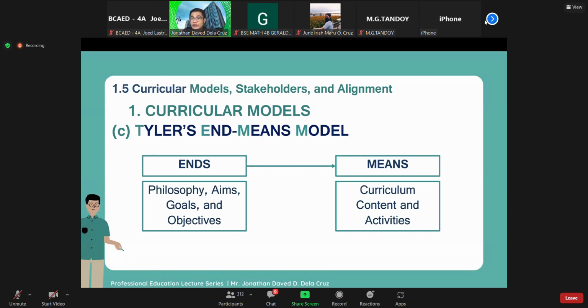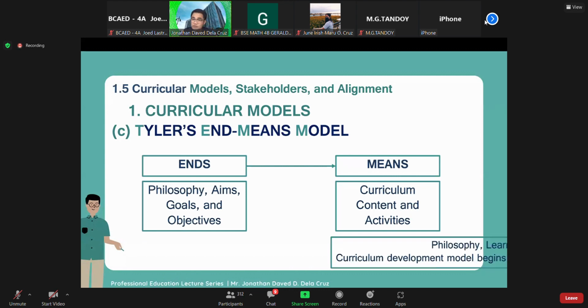Ito ay kabaliktaran nung kay Hilda Taba. Taba's inverted model kasi bottom up yon. Ito naman kay Tyler, top down. Kung ano yung prinsipyo ng school, kung ano yung prinsipyo ng program, ito dapat yung malagay sa curriculum and content of the activities. Again, these types of curriculum varies ha. Ang Tyler's end means model curriculum, this is usually seen in academies like PMA, PNPA. May prinsipyo na yung school nila. Ang gagawin, i-inculcate na lang yun sa curriculum nila sa mga academies, no, or Catholic schools, ganun din.